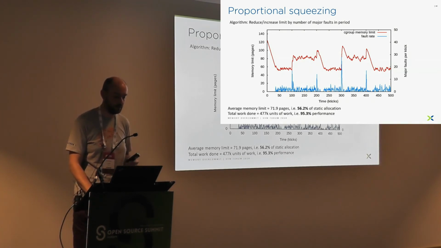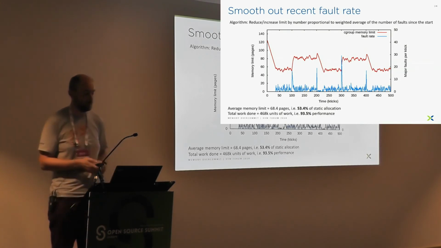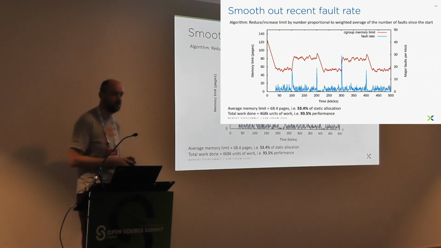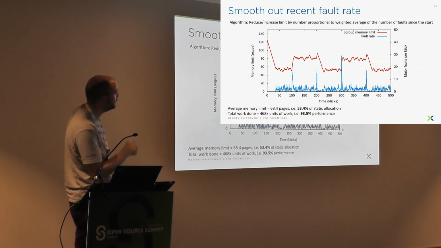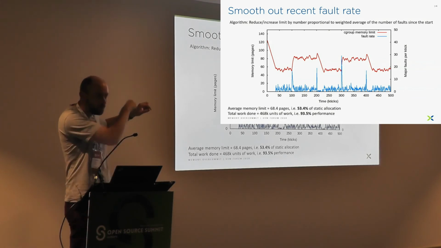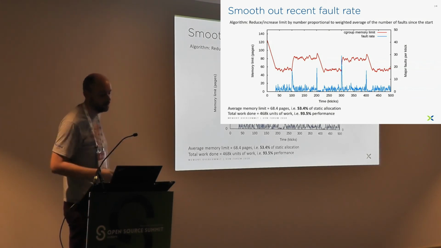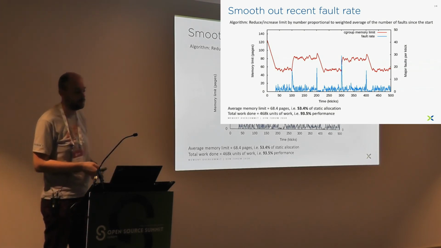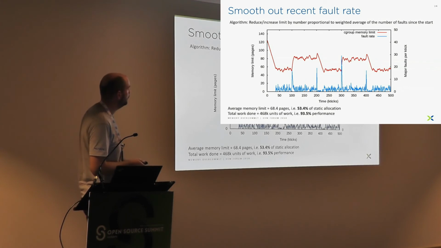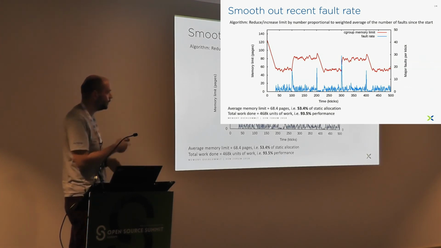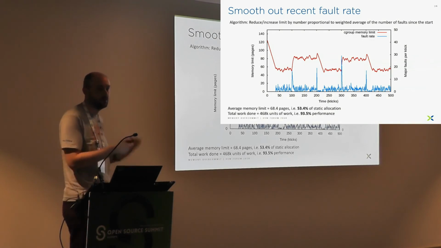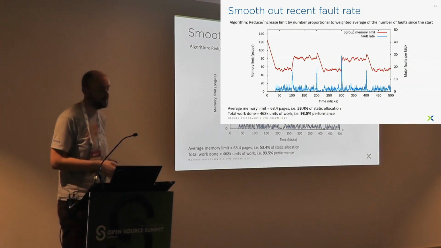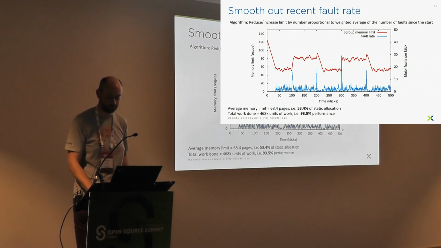One of the other things we tried was using an infinite impulse response filter, IIR, if you're familiar with control theory, to smooth out the recent fault rate, because we noticed that previously it was quite bumpy, and maybe it was too bumpy. So if we can try and smooth it out, we're now using a weighted average of the number of faults since the start. And actually it turns out from the numbers that this isn't quite as good, because we're now maybe smoothing out a bit too much those times when we do want to aggressively increase the memory limit.